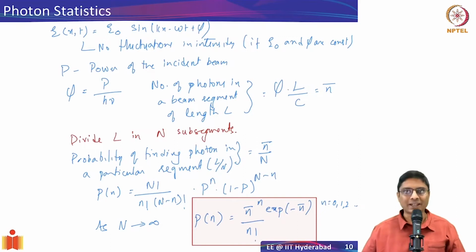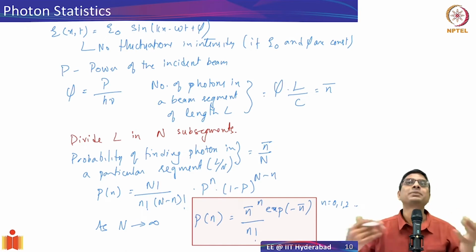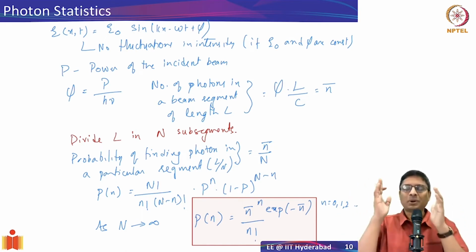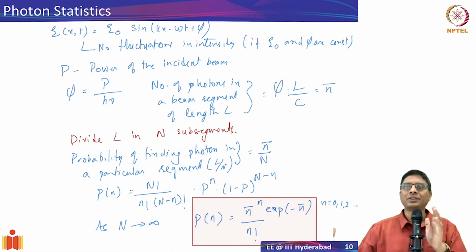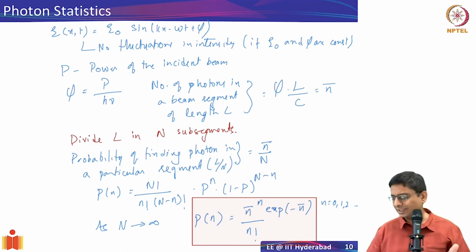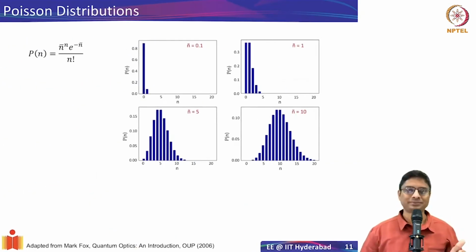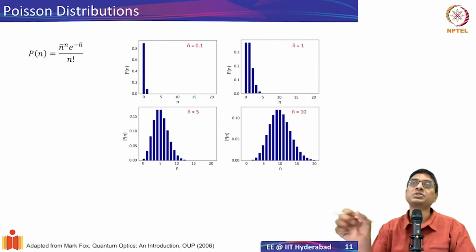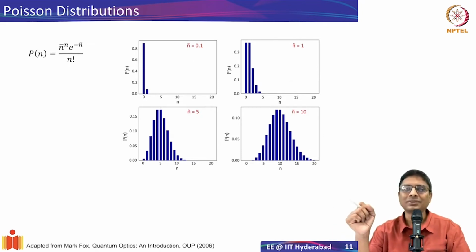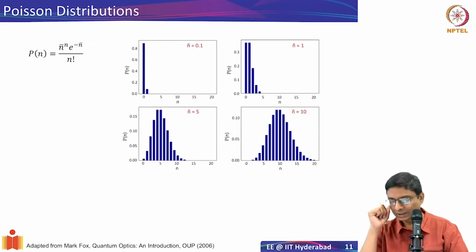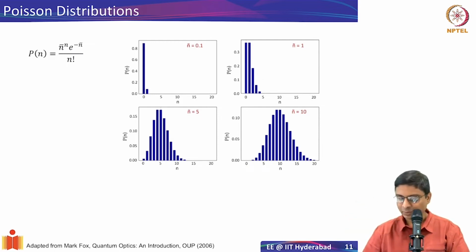That is why we took a segment L and said the average number is n bar. Now I'll subdivide that segment into subsegments. There is a probability of finding a photon and a probability of not finding a photon. That's why it's the binomial distribution. If you take n to be large, mathematically you can show that it ends up with a distribution called the Poisson distribution. Here you basically have two parameters. One is the average number of photons. We also want to find out the distribution of photons, the variance or the fluctuation in the number of photons. That's something that we will look at. So this expression here is the Poisson distribution.